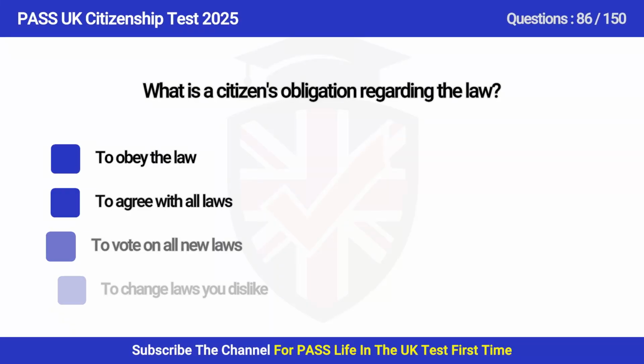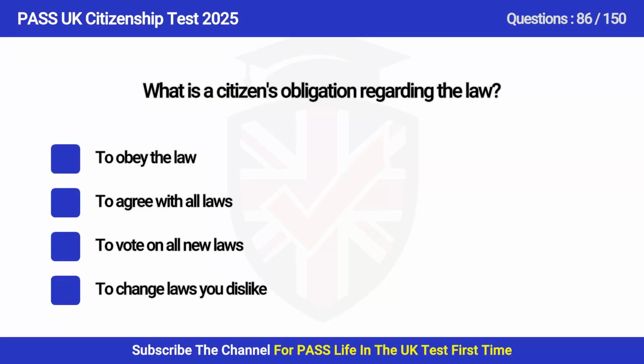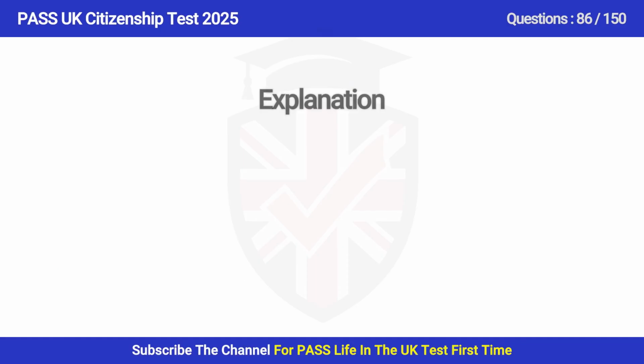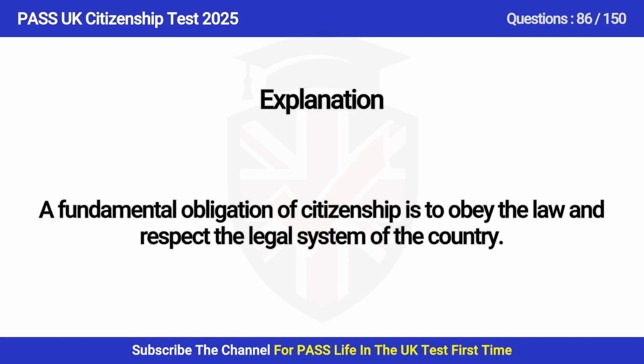Question 86. What is a citizen's obligation regarding the law? A. To obey the law, B. To agree with all laws, C. To vote on all new laws, D. To change laws you dislike? Answer is A. To obey the law. A fundamental obligation of citizenship is to obey the law and respect the legal system of the country.